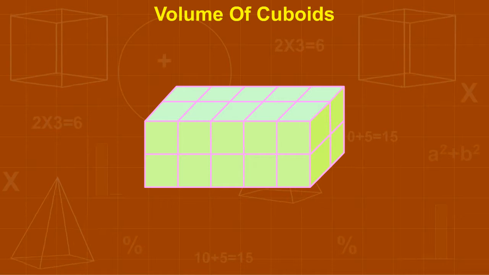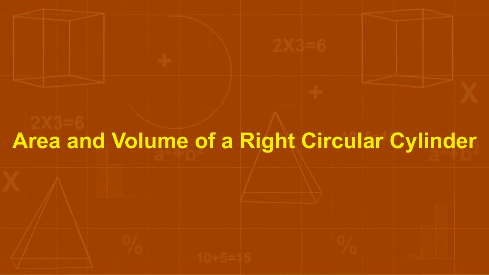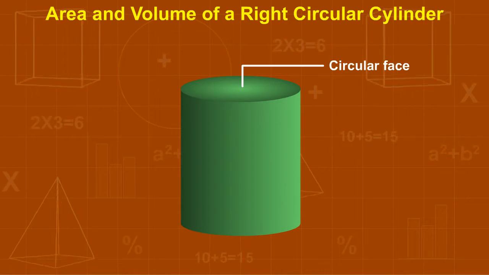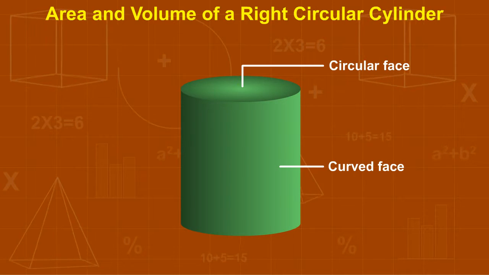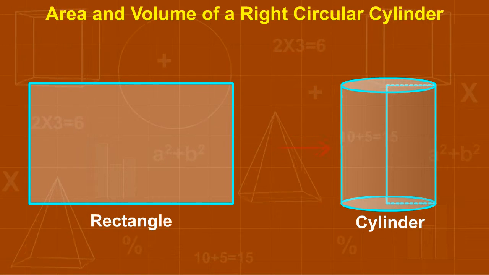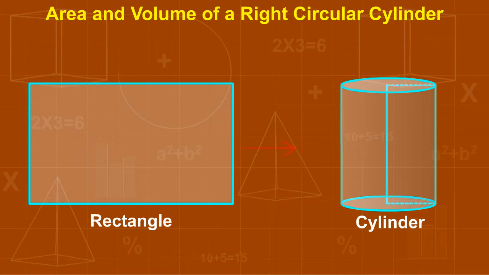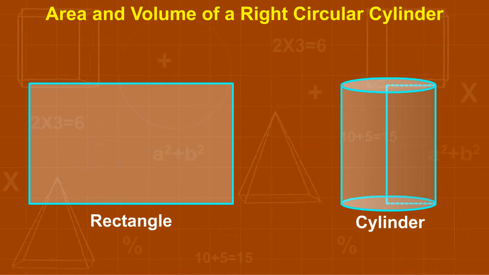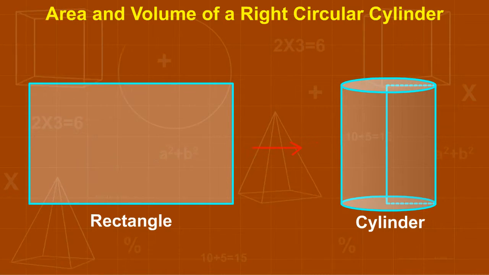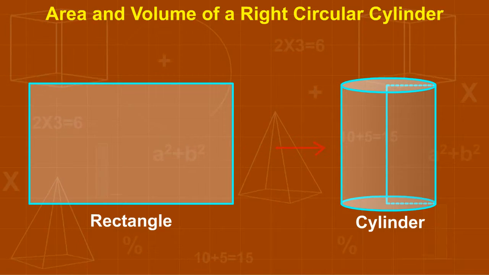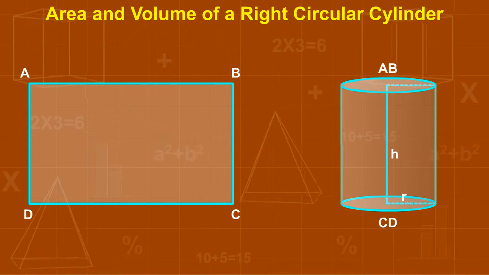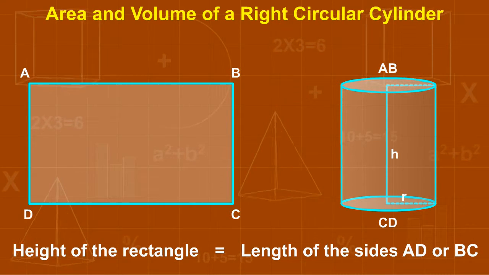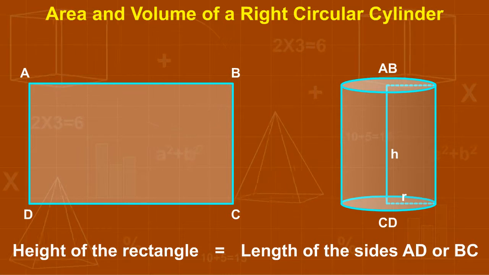Now we will learn and study about area and volume of a right circular cylinder. A cylinder has 2 identical parallel circular faces and 1 curved face. To form a cylinder, a rectangular sheet is folded along its length so that the curved surface is formed by joining the edges of the sheet, which forms the breadth of the rectangle. A cylinder is formed by folding the rectangle in such a way so as to join the edges AD and BC. The height of the rectangle is equal to the length of the sides AD or BC.